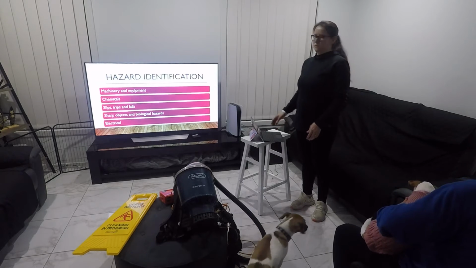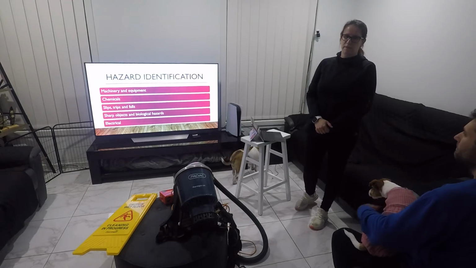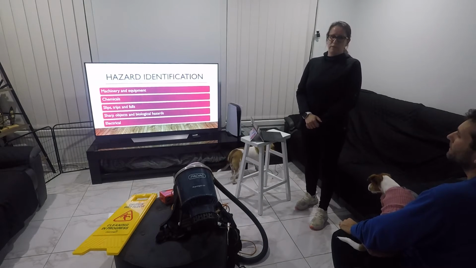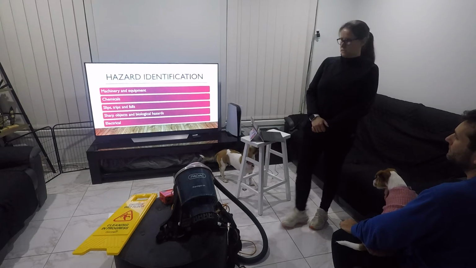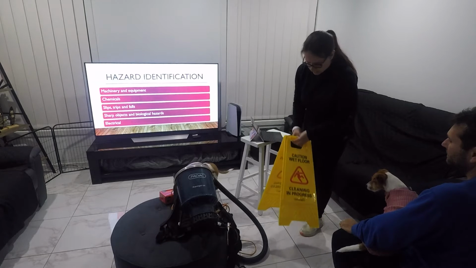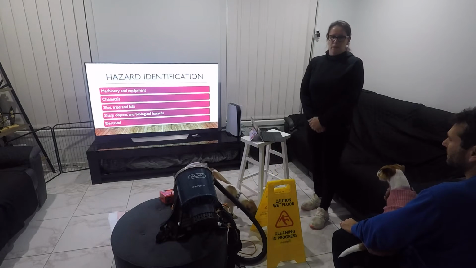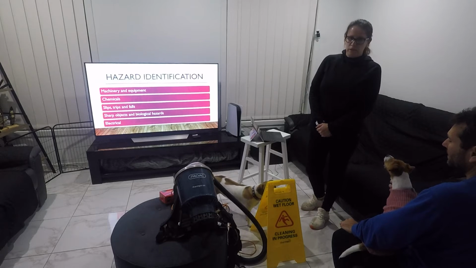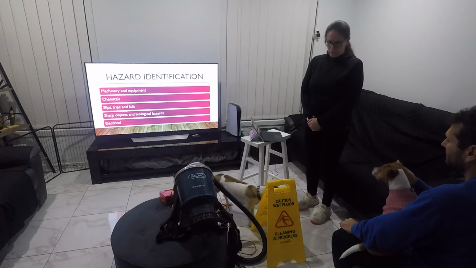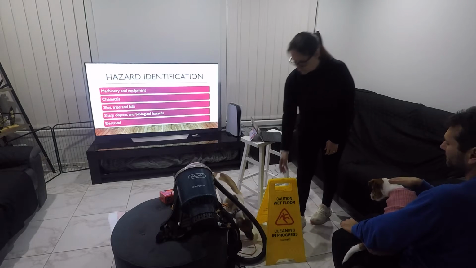Slips, trips, and falls. It's one of the most common incidents in a cleaning workplace. Extremely important to display a wet floor sign. Can be one of these or any kind of sign, just to make sure that people can see the sign. And use appropriate shoes when mopping, when cleaning a wet floor, and never run in a wet floor.